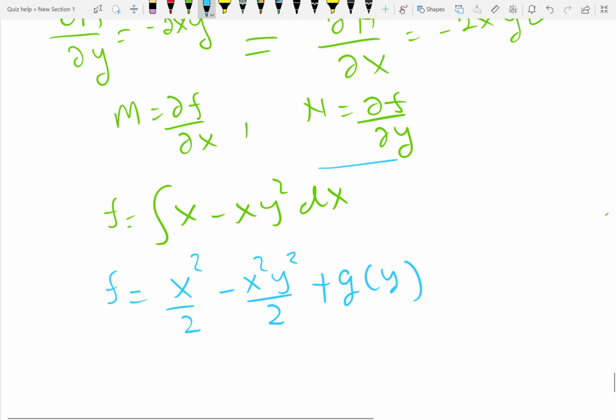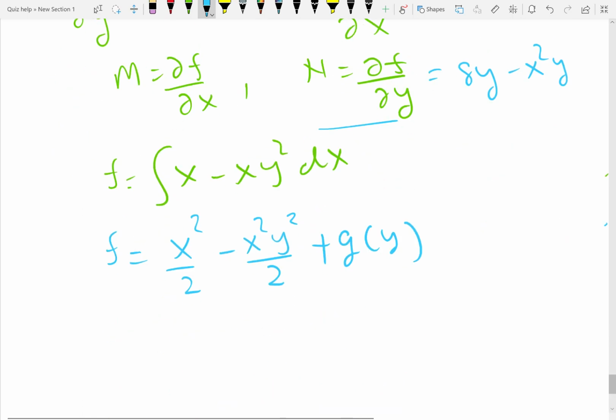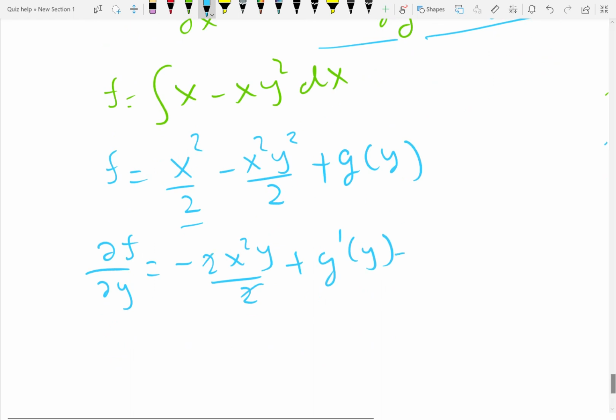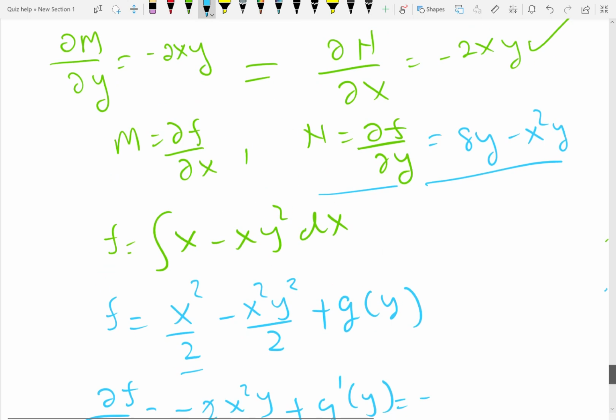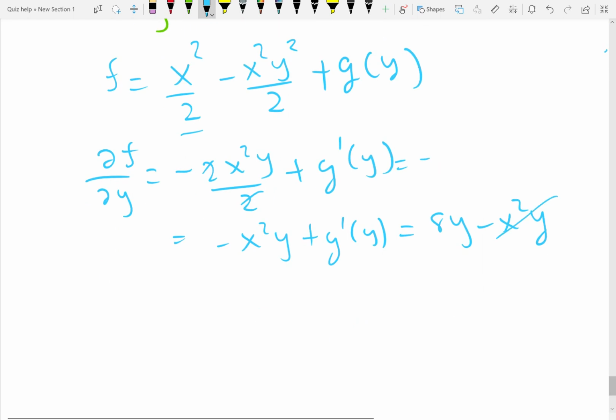Now we know N is the partial derivative of f with respect to y. N is 8y minus x squared y. If you differentiate the f that we got with respect to y, it should be equal to this. If you differentiate partially with respect to y, this term goes away. This will be negative 2x squared y over 2 plus g prime of y. Now the 2 cancels out, so let's write it down: negative x squared y plus g prime of y. Now this should ideally be N. What is N? 8y minus x squared y. The x squared y cancels out.